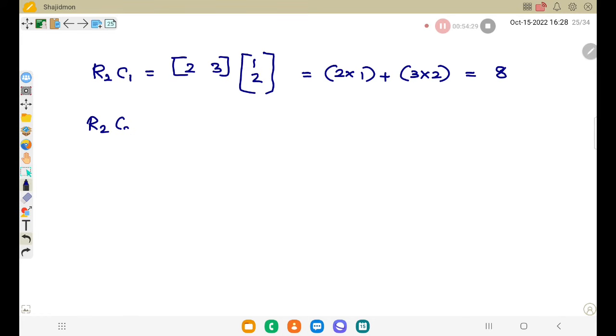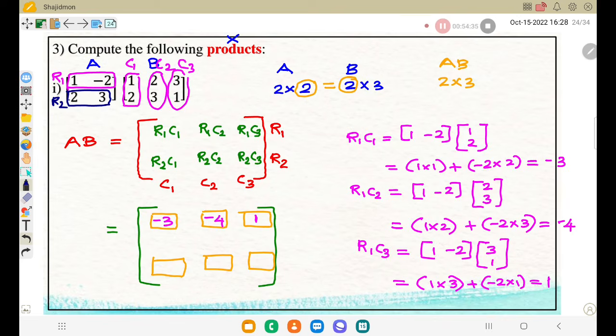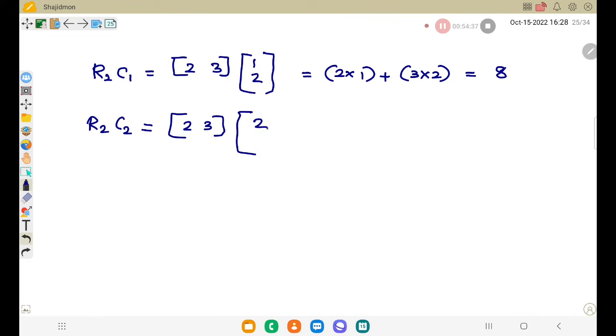Then R2 C2. Second row means 2, 3, with column number 2: 2, 3. So we can write 2 multiply 2 plus 3 multiply 3. Correct? So we will get 4 plus 9, that means 13.